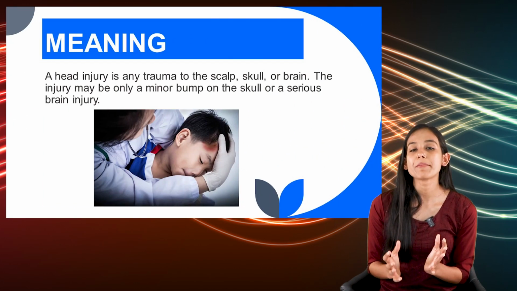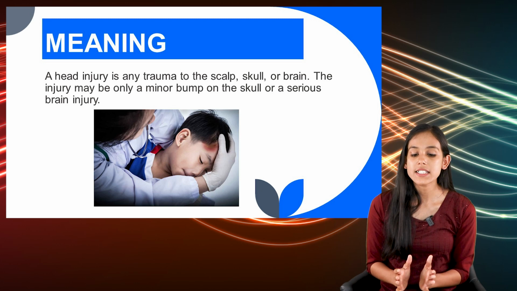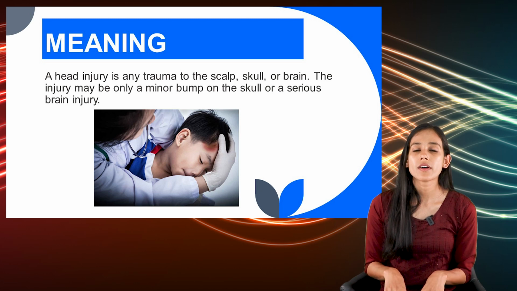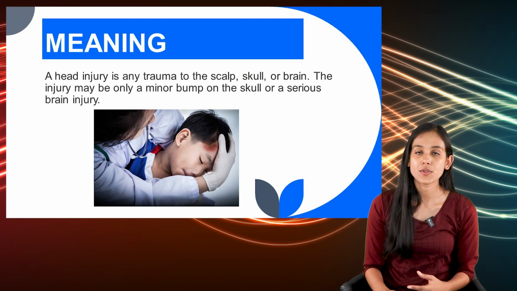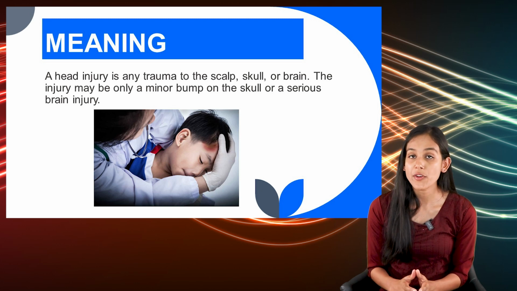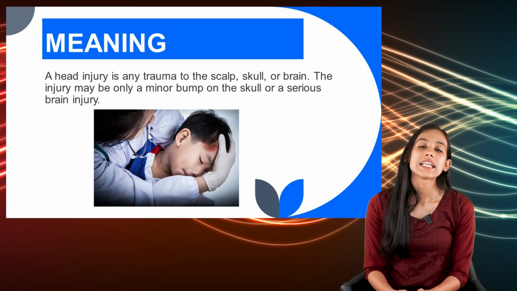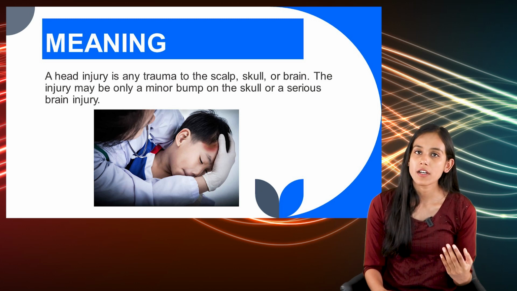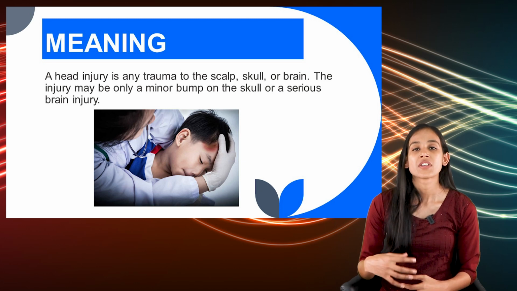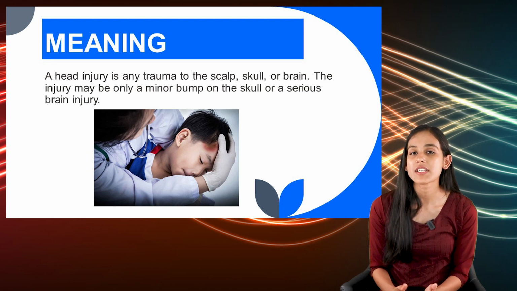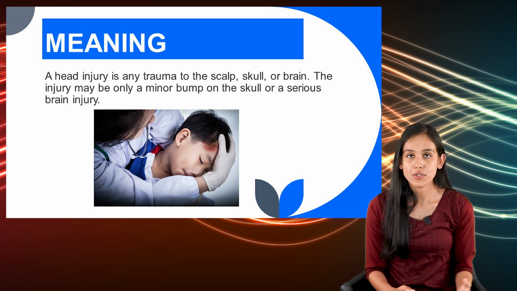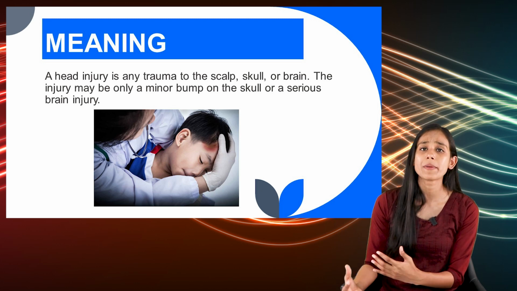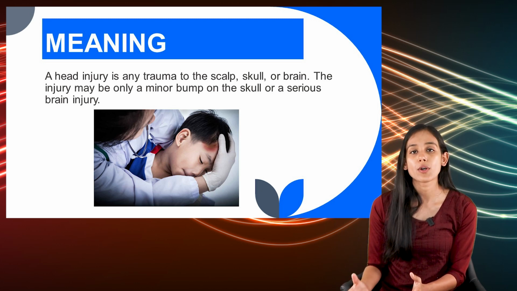Let us move on to the meaning of head injury. A head injury is any trauma to the scalp, skull or brain. If there is injury to any of these parts, we call it head injury. This injury might be very minor. It might be in the scalp only, or it might go to the skull. And sometimes, if it is very severe, it might injure the brain also. As I mentioned earlier, it depends on the severity of the injury, whether there will be traumatic brain injury associated or not.